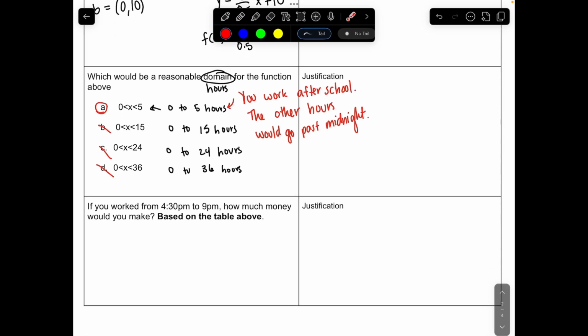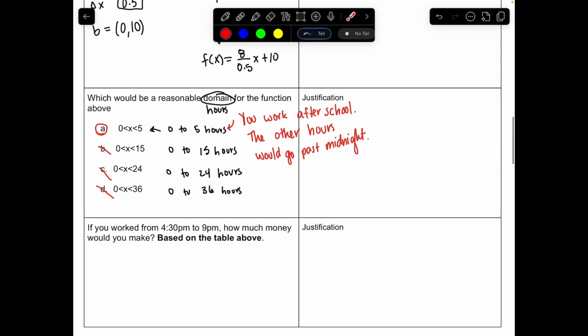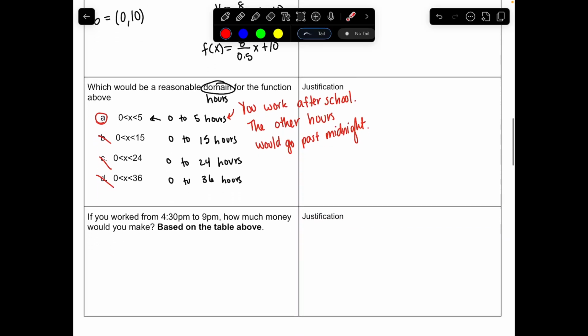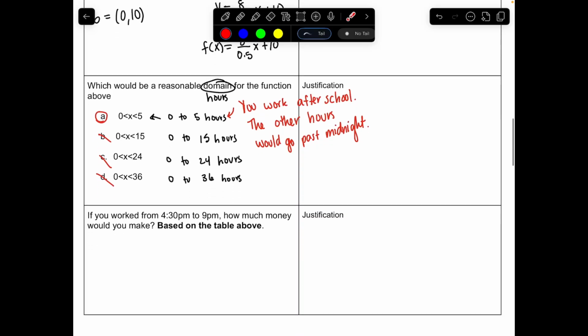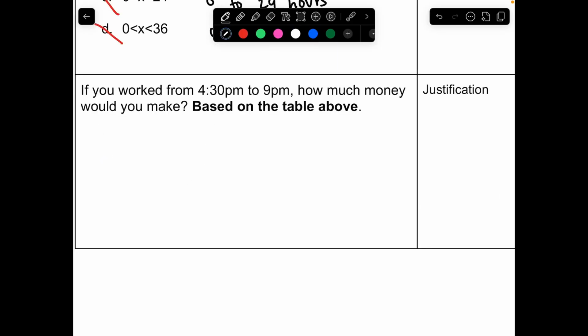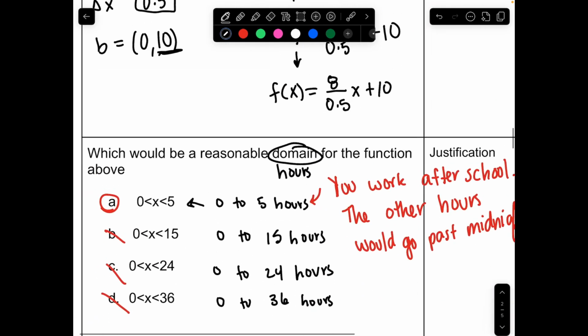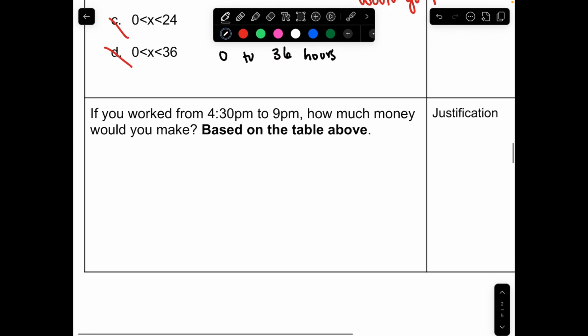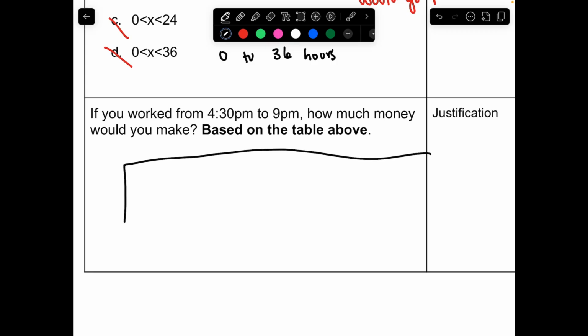Now, the next problem says, if you worked from 4:30 p.m. to 9 p.m., how much money would you make, based on the table above? So you could either use the table or use the formula that you created, which is in this case this. So if it's easier for you to visualize the table, please do it.